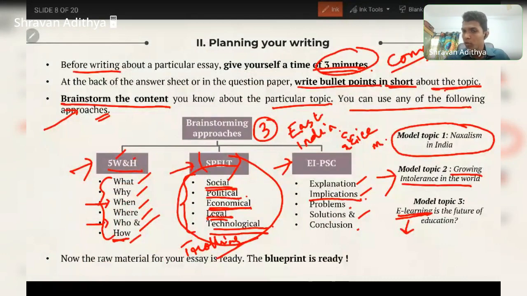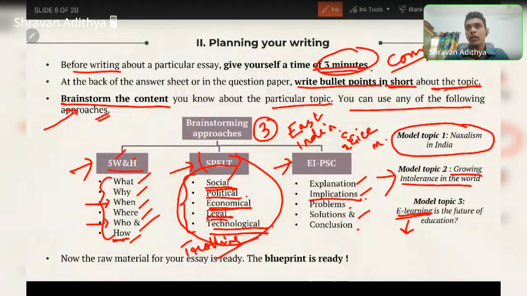So what is the implication, or what are the consequences of adopting e-learning throughout the country? What are the different areas which will be affected, and how will different people be affected? So that is the implication part, the consequences part.